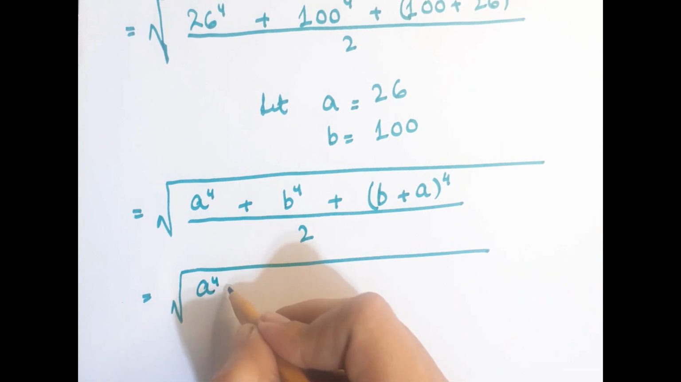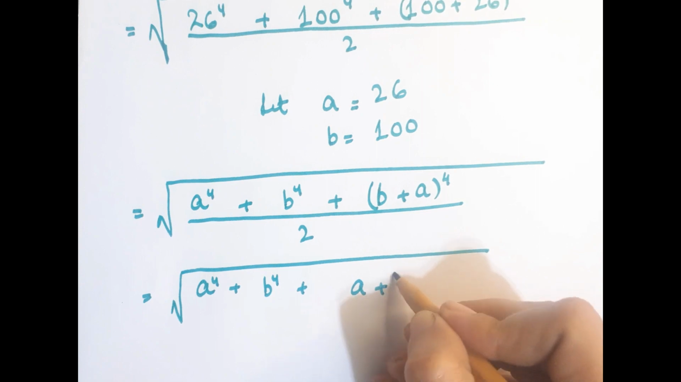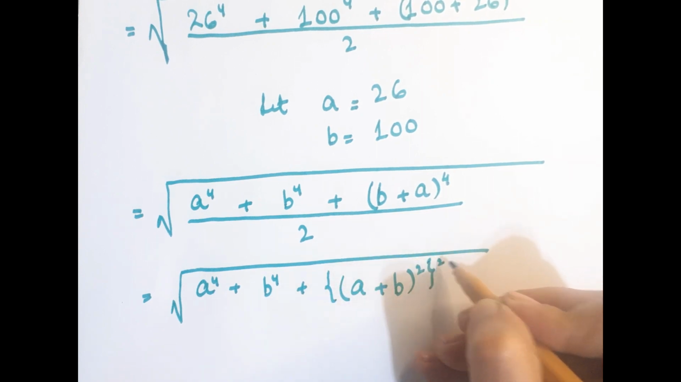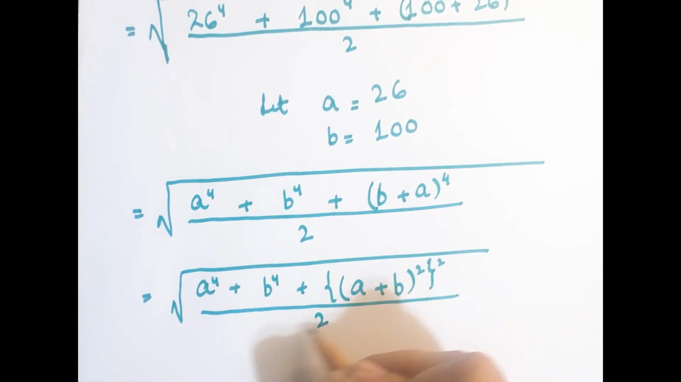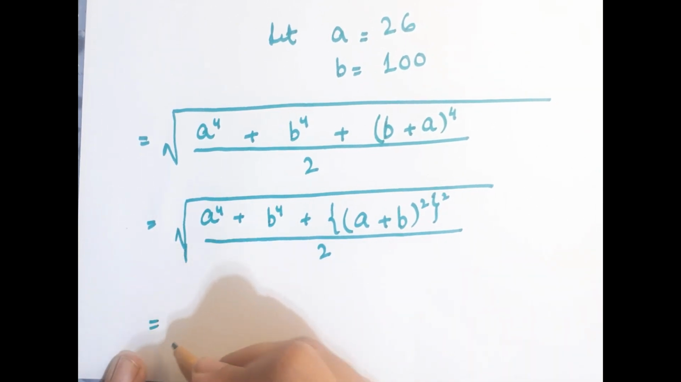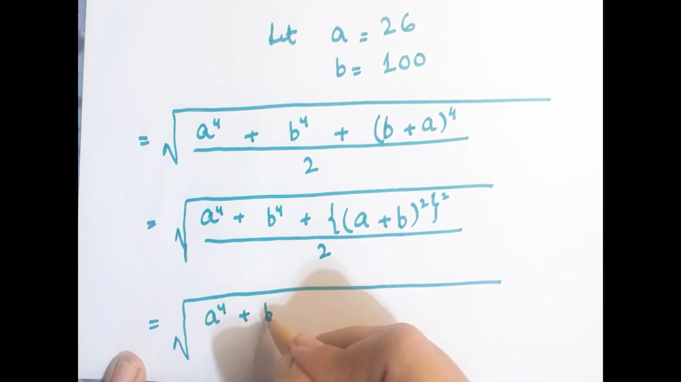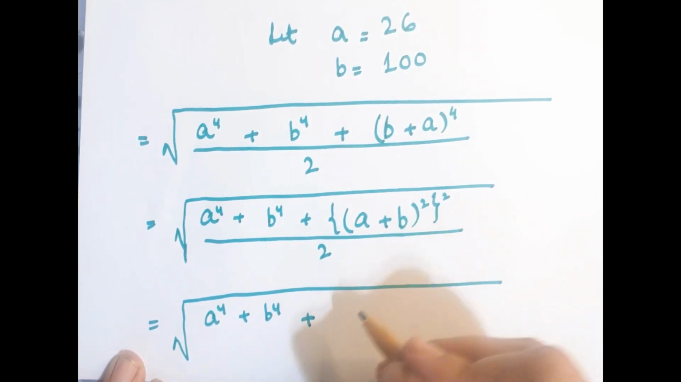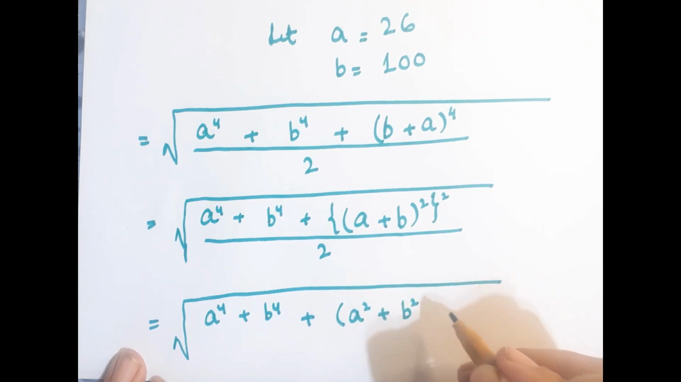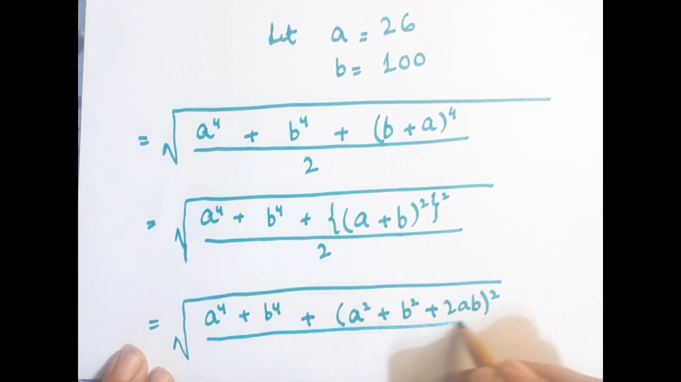A^4 + B^4 + this can be written as (A + B) whole square, upon 2. Further, you can just write it as A^4 + B^4 + apply the algebraic identity here, that is (A^2 + B^2 + 2AB) whole square upon 2.